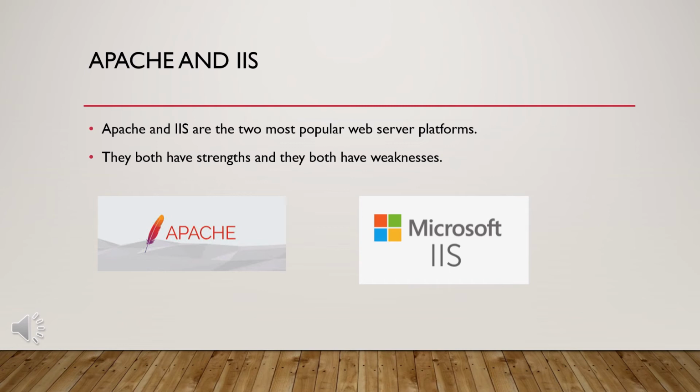Now we're going to be talking about Apache and IIS. Apache and IIS are two of the most popular web server platforms. They both have strengths and they both have weaknesses.